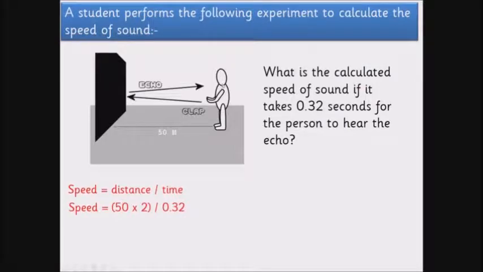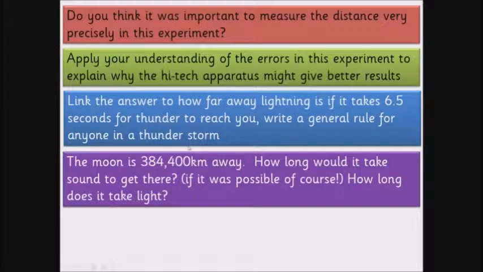If you do this experiment on your own in front of a wall, it's different to the two people at either end of the field because you need to measure the distance to the wall, then double it for the distance of the sound that has travelled. So 50 times 2 is 100 divided by 0.32 gives us a speed of about 312.5 metres per second. So you can do the experiment on your own, but you need to remember to think carefully about the distance that you're measuring.